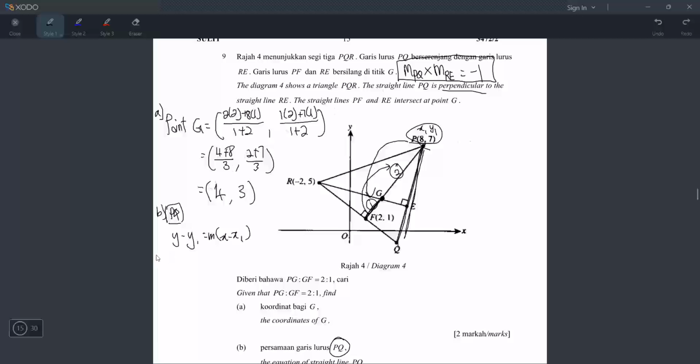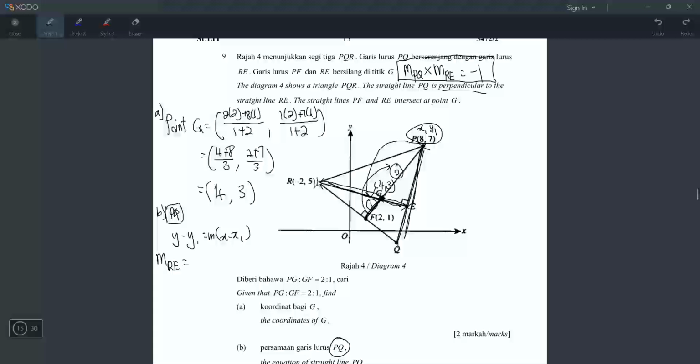All right. So what I will do is I'll find the gradient of RE first. And then after I find the gradient of RE, I sub into here. Then I can get the gradient of PQ. And how to find the gradient of RE? It's possible because from A, you know already your point G is 4, 3, right? So if you look carefully, the RE line is this, right? You can see that the point R, point G, point E, they are collinear. Collinear means they are segaris.